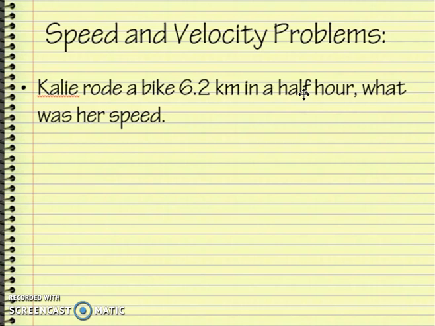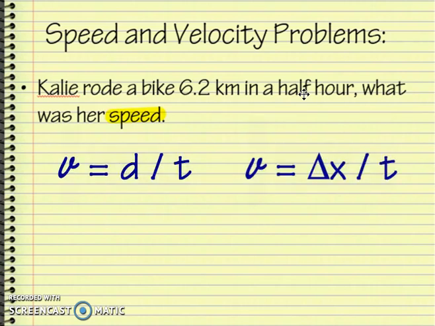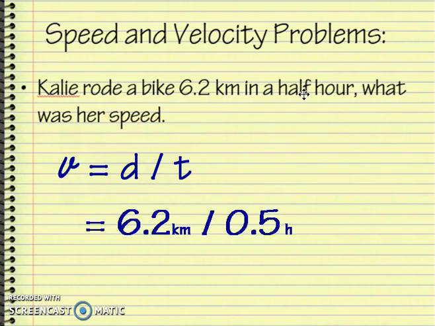Callie rode a bike 6.2 kilometers in a half hour. What was her speed? So we're looking for speed, so we'll use our formulas. For this case, I'm just going to use the distance formula. We went 6.2 kilometers in a half hour, so 0.5 hours. Once you divide that with your calculator, 6.2 divided by 0.5, you'll get 12.4. And look at our units already calculated for us. This was kilometers over hours, so we get kilometers over hours here too. So that's great. It calculates even your unit.